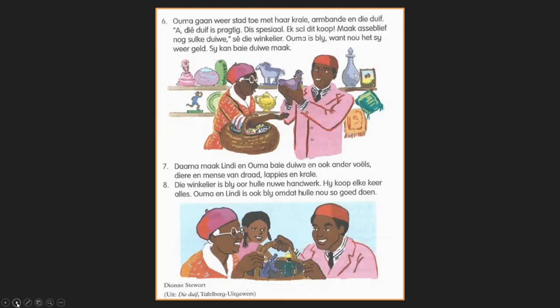Die duif is pragtig. Dis spesiaal, ek sal dit koop. Maak asseblief nog sulke duwe, sê die winkelier. Ouma is bly, want nou het sy weer geld. Sy kan baie duwe maak. Daarna maak Lindy en ouma baie duwe en ook ander voëls, diere en mense van draad, lappies en krale. Die winkelier is bly oor hulle nuwe handewerk. Hy koop elke keer alles. Ouma en Lindy is ook bly, omdat hulle nou so goed doen.